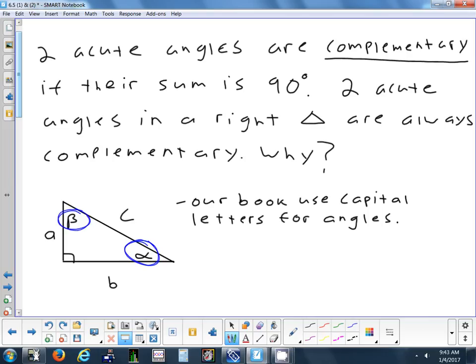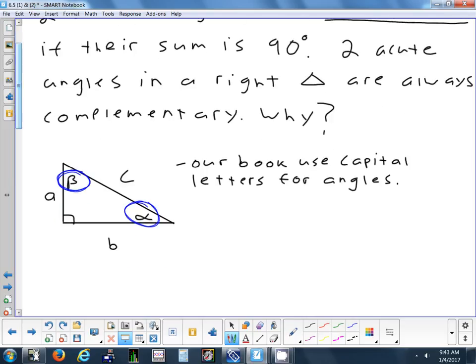And how about the one at the top? Beta. That's beta. However you draw your triangle, I don't care if you want to draw your 90-degree angle like this. That's perfectly fine. That side always has to be C. That has to be A and B. Always put alpha across from A. Always put beta across from B.